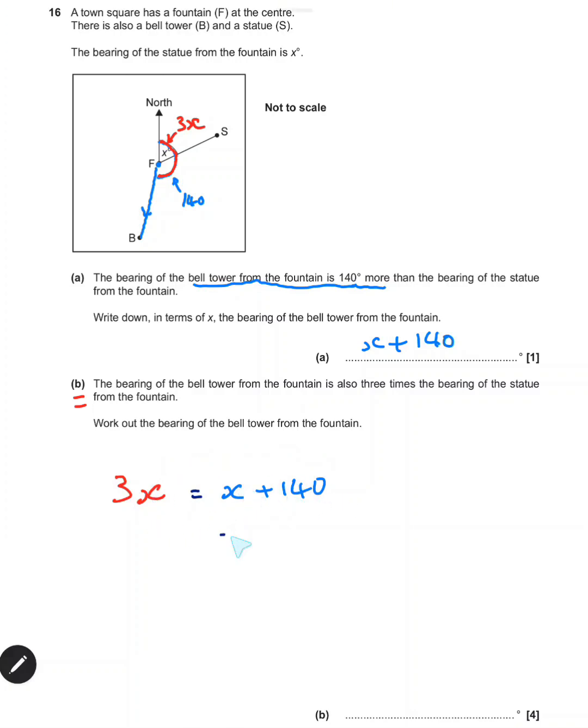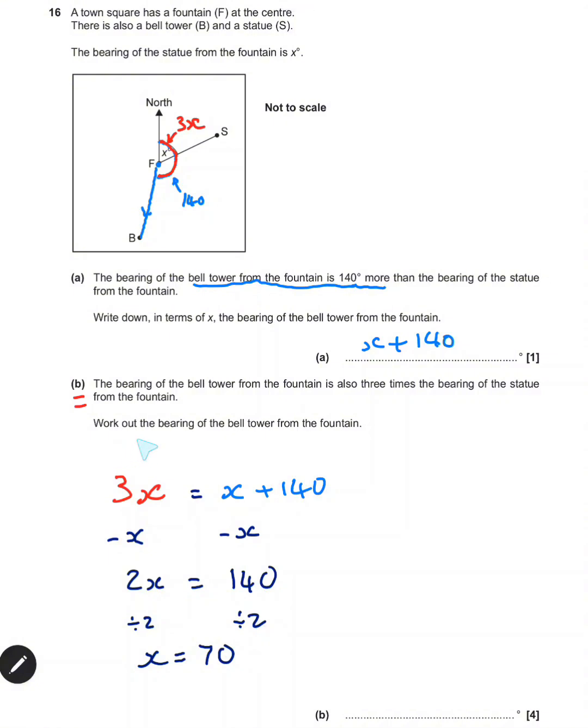It's got x's on both sides, so let's get rid of the smallest x's. 3x take x is 2x. x take x is gone, and we're left with 140. If we now divide both sides by 2, you get x equals 70. 140 divided by 2 is 70.